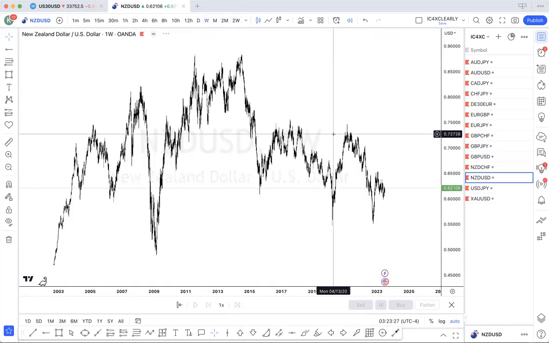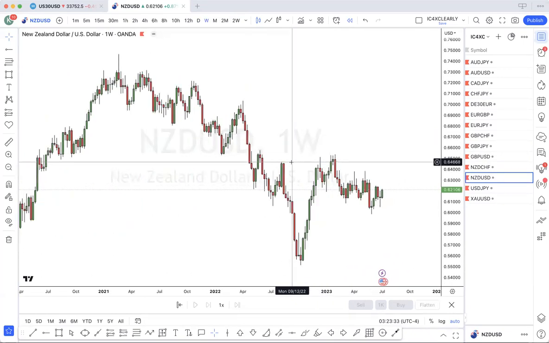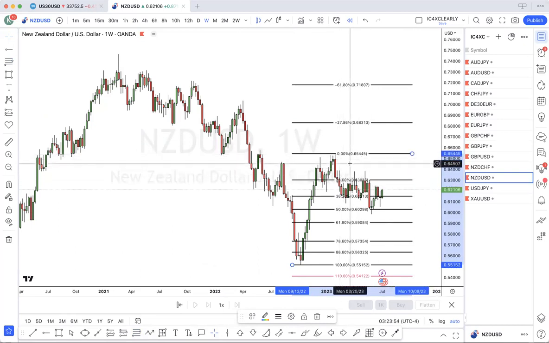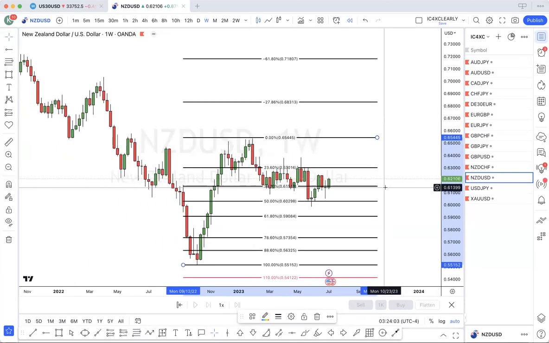All right, NZD/USD. Price broke this high. Price has pulled back to the 50%. We have a bullish order block. However, price hasn't broken these highs yet.